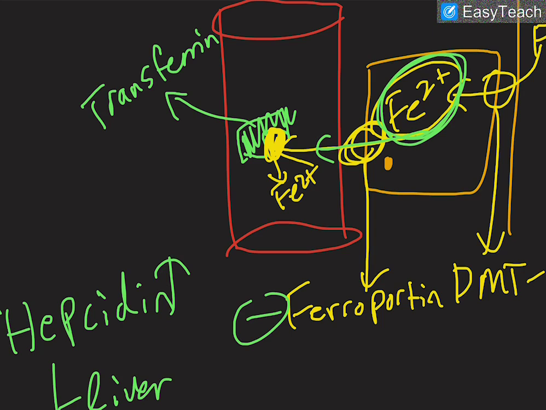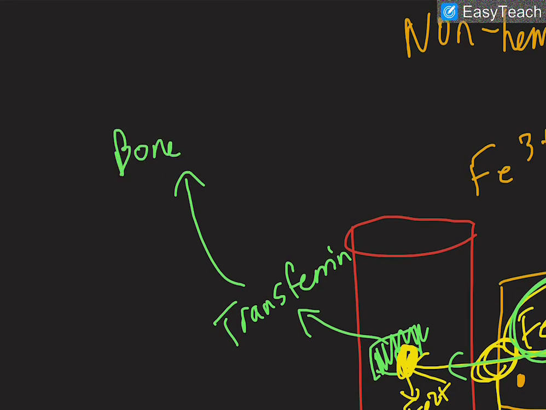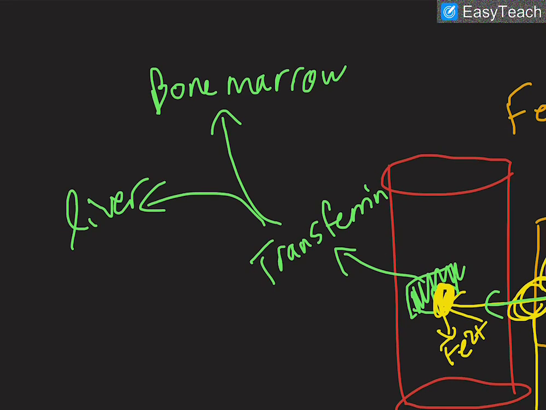Then we said the iron, once it's absorbed, can bind transferrin, and then where does transferrin go? Transferrin delivers your iron to the tissues that need iron. One really important place is your bone marrow, because what's happening in your bone marrow? Erythropoiesis. You're making red blood cells, and you need iron to do that. So transferrin can deliver this iron to your bone marrow, to your liver, to your spleen and other tissues.